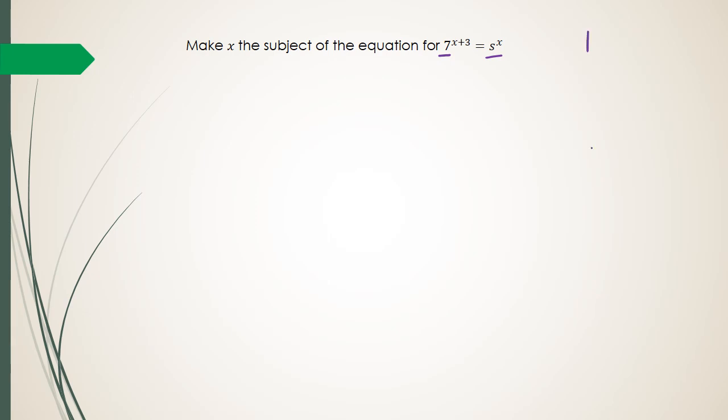So think back to log rules, and there's a particular log rule where log of a to the power of b can actually be written as b multiplied by log of a. Now this particular rule is what we're going to use in this situation. So what we have is 7 to the power of x plus 3 equals s to the power of x. From here, we're going to take log on both sides. So we're going to have log of 7 to the power of x plus 3 equals log of s to the power of x.